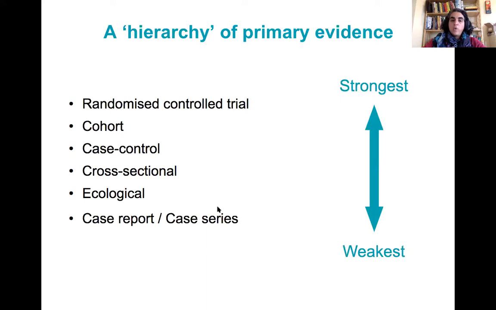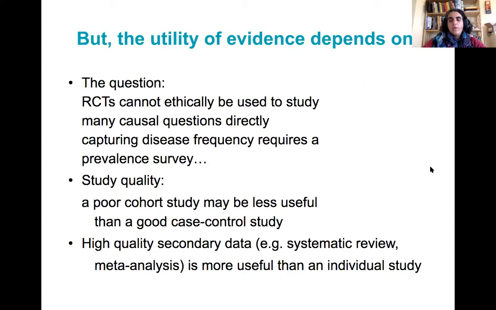So in general, we move from the weakest types of studies here to the strongest types of studies up on top. Now, that's all mediated by a lot of other issues. We have to say, when can we do randomized controlled trials? Sometimes you can't do them ethically. Studies are not necessarily judged purely based on the type of study they are.